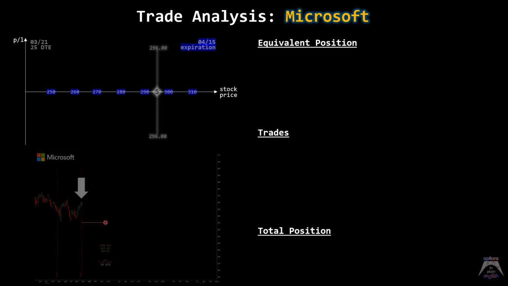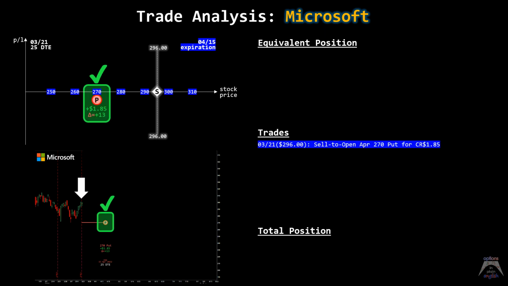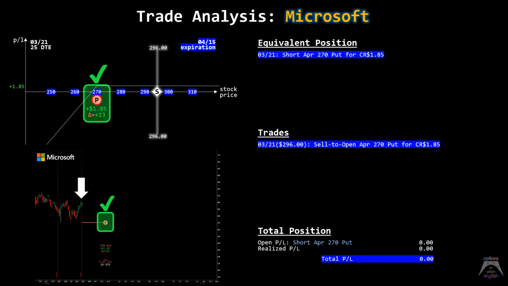We'll start with Microsoft at $296 on March 21st, which is where we sell to open the April 270 put, for a credit of $185. This initial trade is our only trade, so it's our equivalent trade as well. Our total position still doesn't show profits or losses, since we have just started trading the wheel.